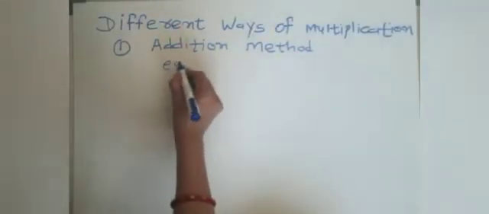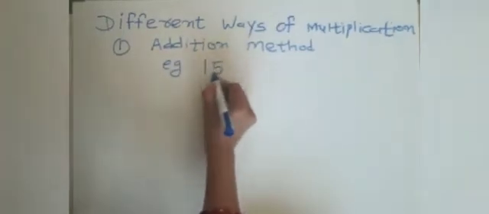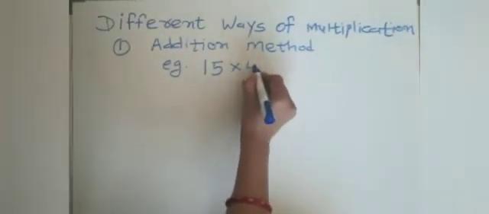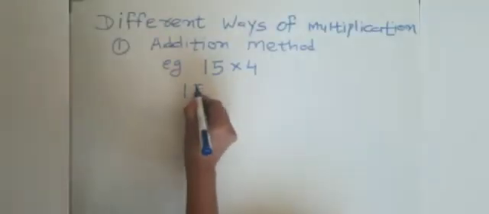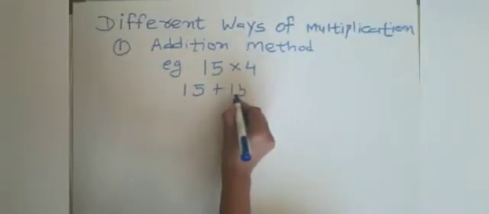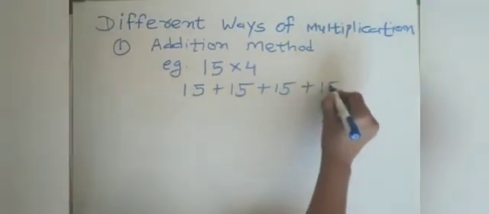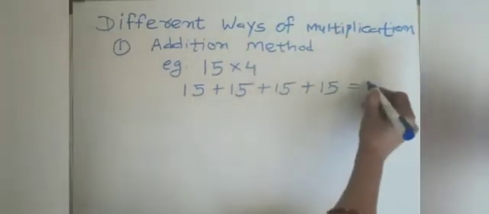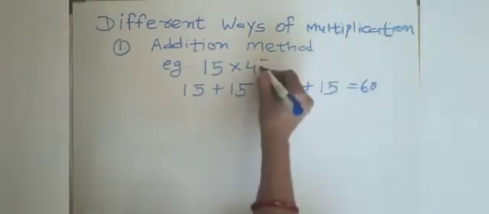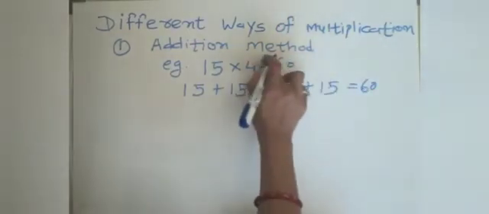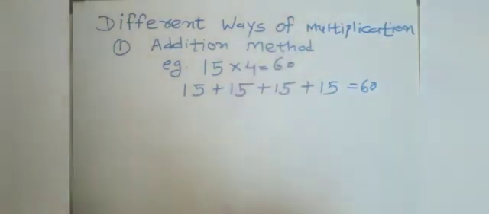For example, 15 multiplied by 4. Here we will add the number 4 times, and after adding, we find the final answer. It is 60. The answer will be the same, but the method is different.